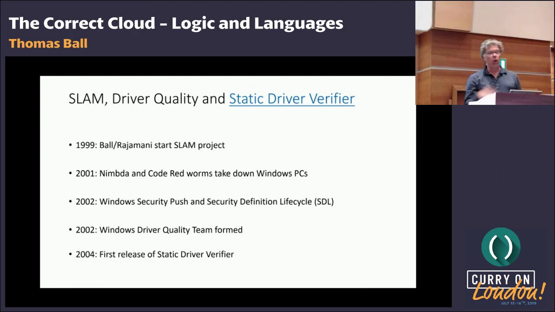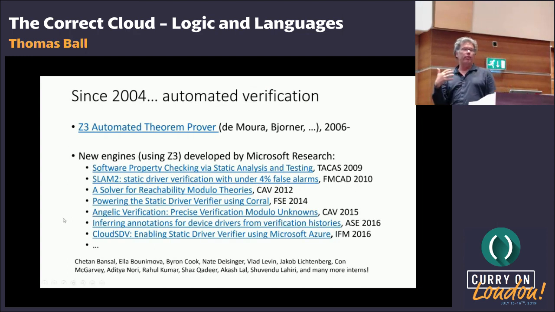Since 2004, automated verification of this sort, which takes a C program and some simple properties, has seen a great explosion, thanks in no small part to the rise of automated theorem provers like Z3, which was a project started in MSR in 2006 and going strong to this day. As a result of Z3, we had a number of engines that took over from SLAM that made different trade-offs. They didn't translate to Boolean programs. They translated C programs directly into formulas and used SAT solvers and SMT solvers to solve them.